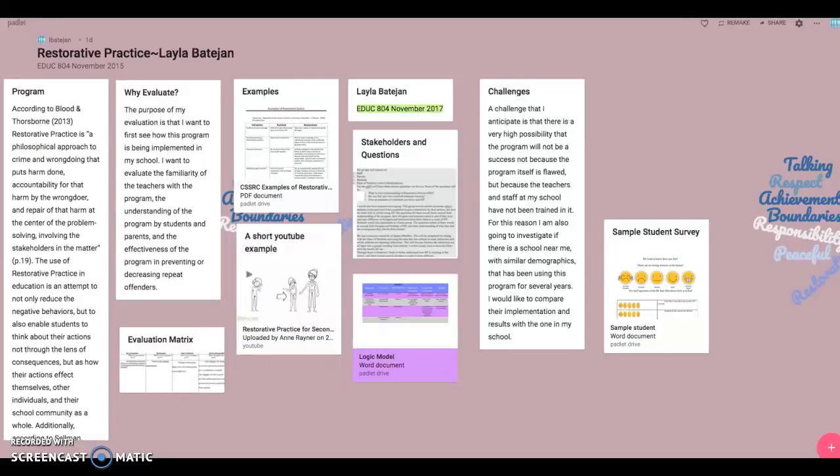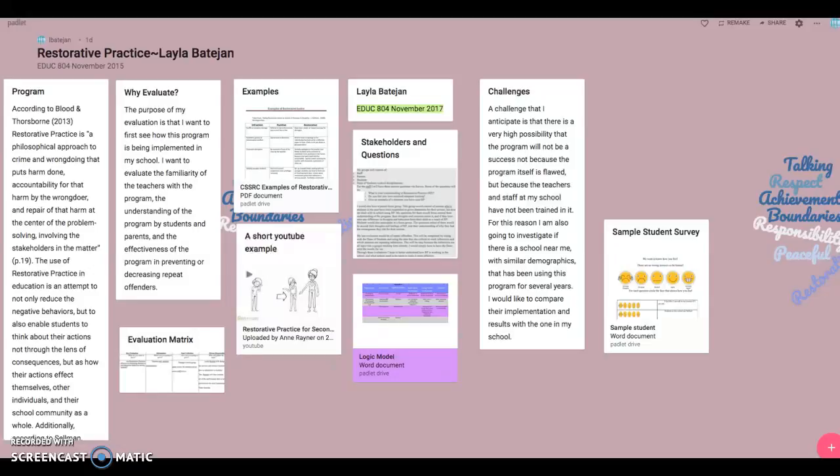Additionally, if you look at my Padlet, you'll also see the evaluation matrix that I plan to use, the logic model, who the stakeholders are. Some of the key questions that I want to look at are, first and foremost, is it working? Are these incidences and behaviors decreasing? Is the number of in-school, out-of-school suspension and detentions decreasing? I also want to know if the staff feels like they are adequately trained to provide restorative practices. I want to find out what the parents think about restorative practices and if the students understand what that process is and why we are doing it.